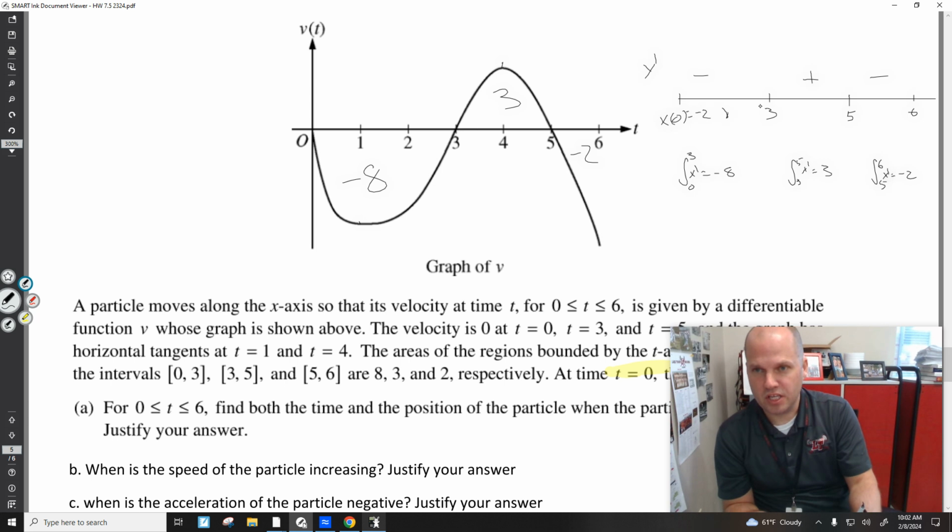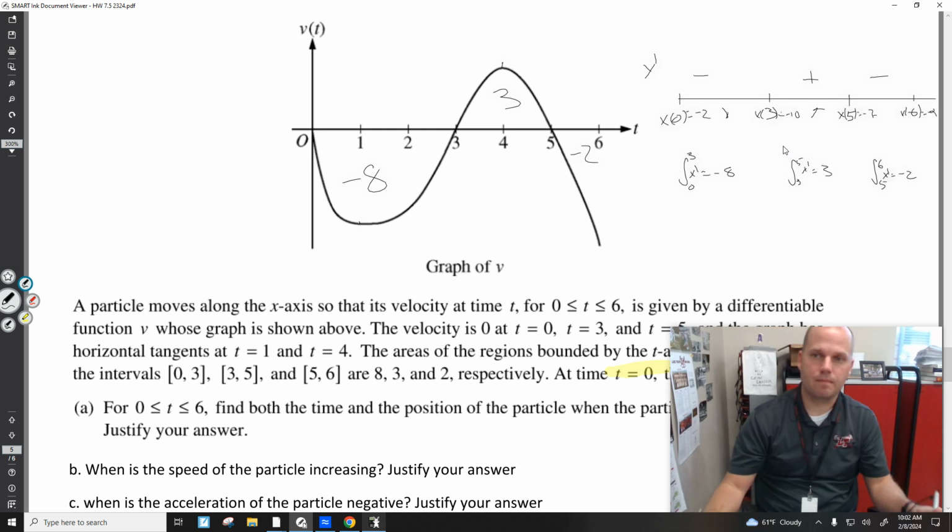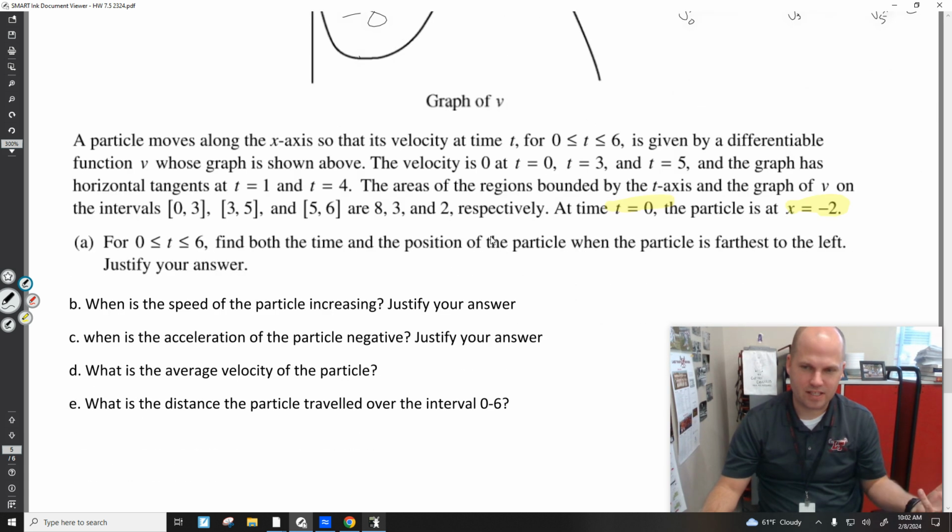I started at a position of -2. My position is decreasing till I get a position of -10. My position increases till I get a position of -7. My position decreases till I get -9. Great. Now you know all your positions where you change signs. You know all of your candidates, but now you just have to say what you just did.